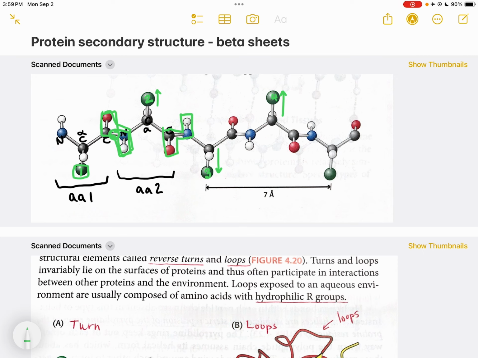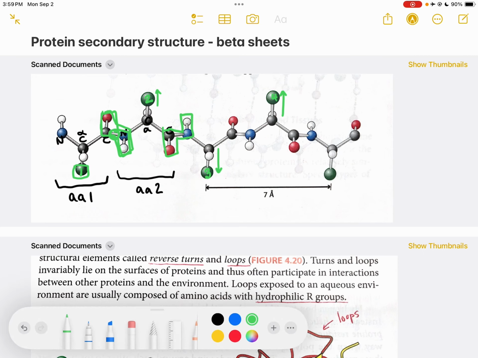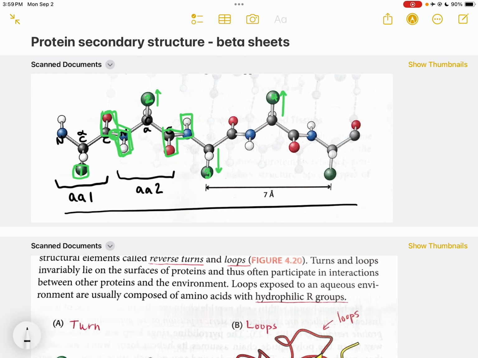So stretched out. Another way that you could write this as a cartoon is to say that it is like this. That's a beta strand. So we draw arrows for beta strands. And the beta strands always go from the N side to the C side.